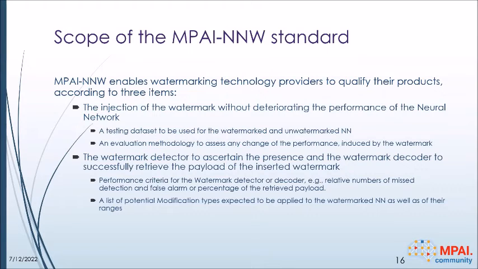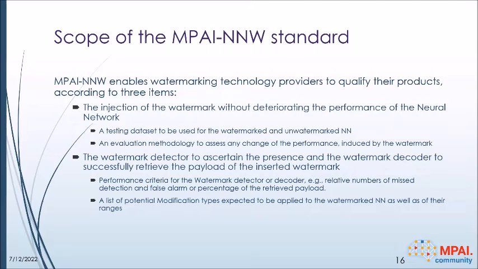The second item is the watermark detector's capability to ascertain the presence of a watermark, or a watermark decoder's capability to successfully retrieve the payload of an inserted watermark. So we have here two different use cases. One is to say, yes, a watermark is there, or no, a watermark is not there. It's a very binary answer, and for that we call it a watermark detector. Or a watermark decoder, and here we really consider multiple-bit watermarks. We consider that the data payload is big, and we want to successfully decode all these bits inserted there.